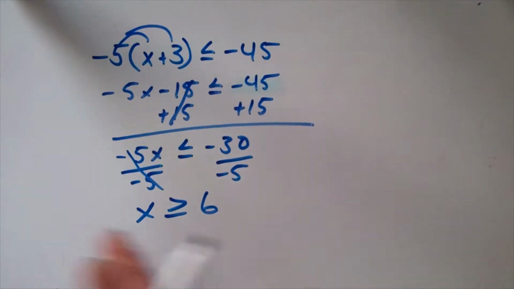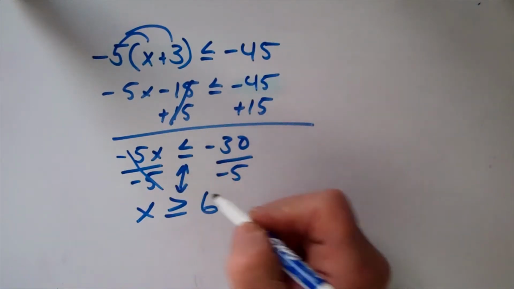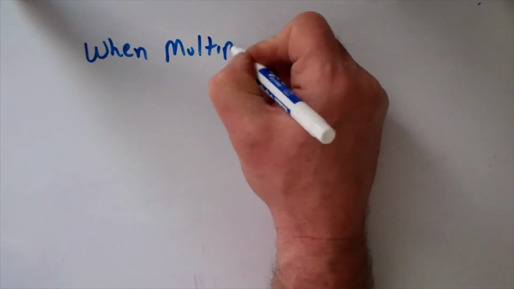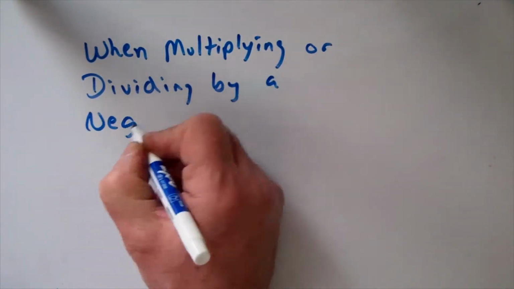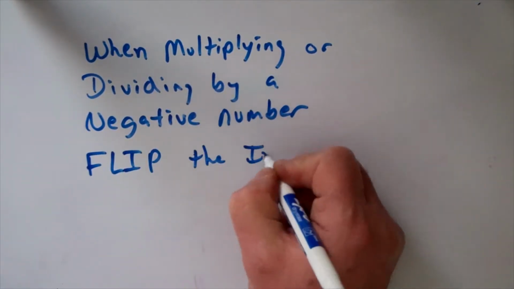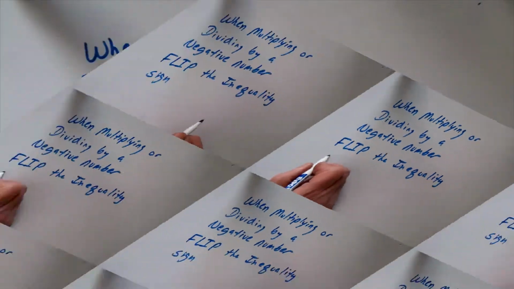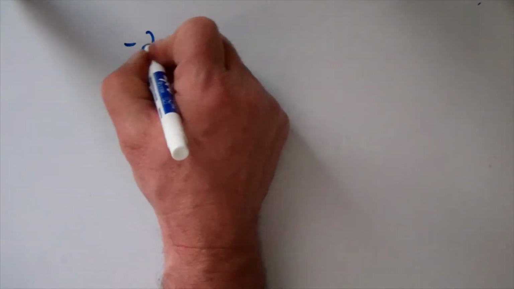When you divide by a negative number, you need to flip that inequality sign around. You see, I've changed it from less than or equal to greater than or equal to. So here's the rule. When multiplying or dividing by a negative number, flip the inequality sign.